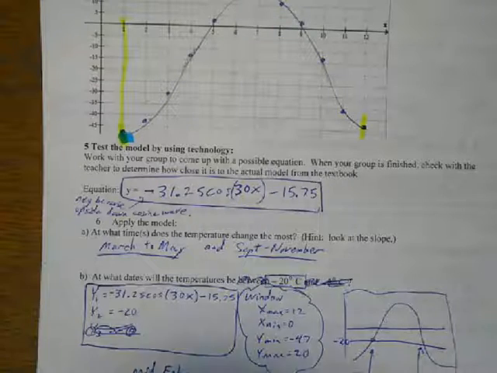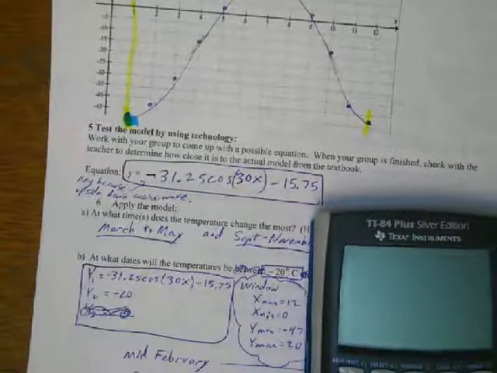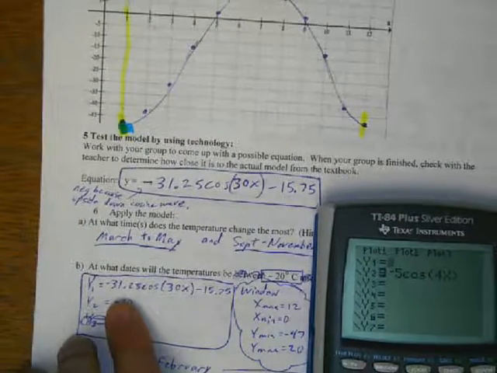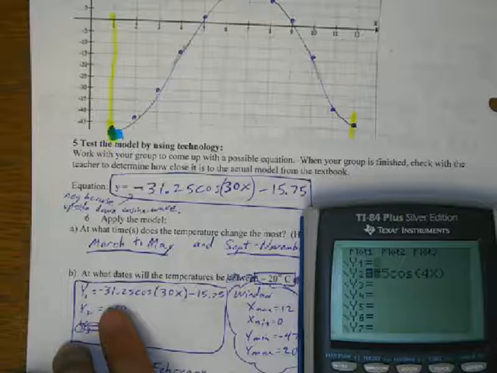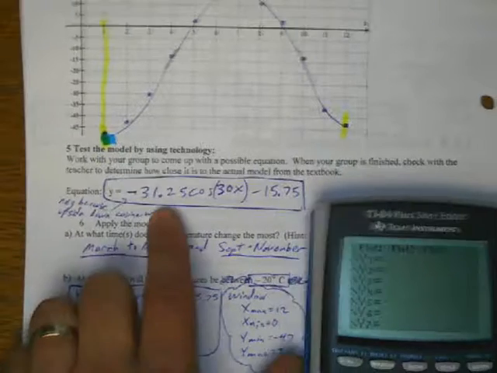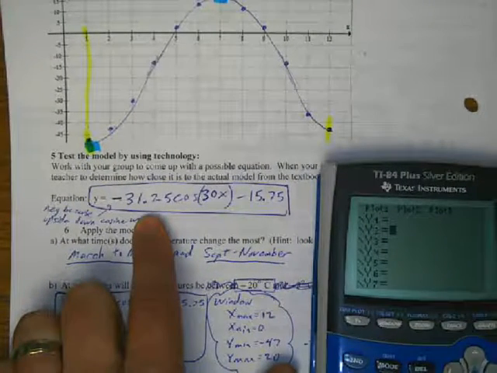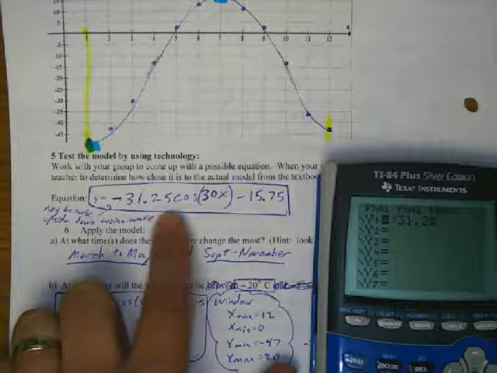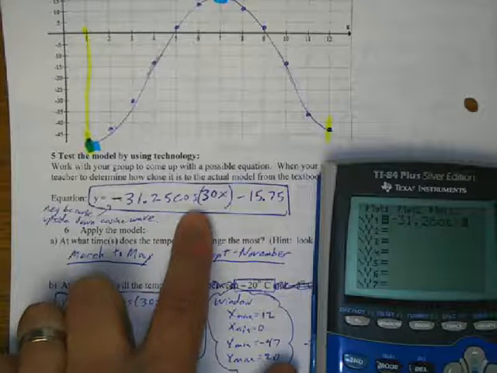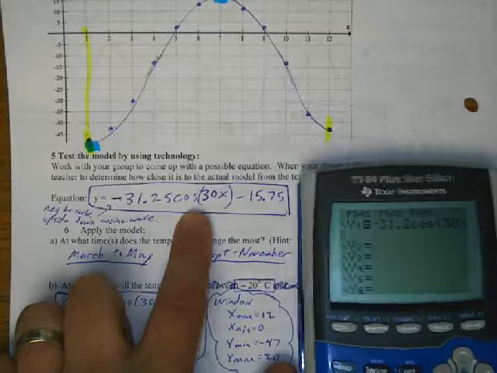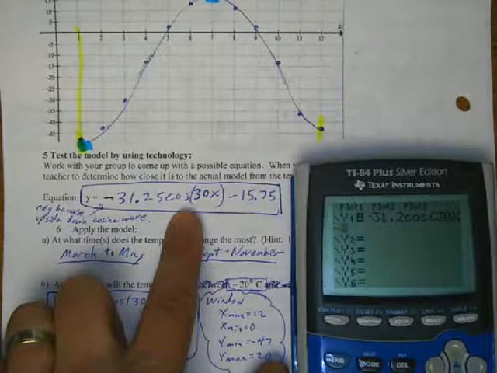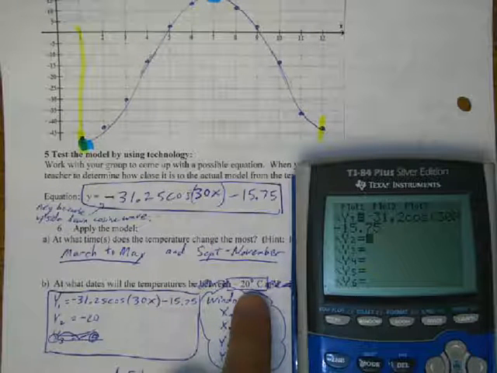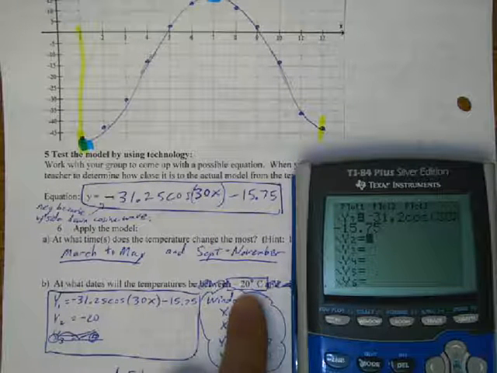So what we did in class is we're going to hit y equals and just type in our equation. What's our equation? Negative 31.2 cosine 30x minus 15.75, and we want to find the temperature at negative 20.